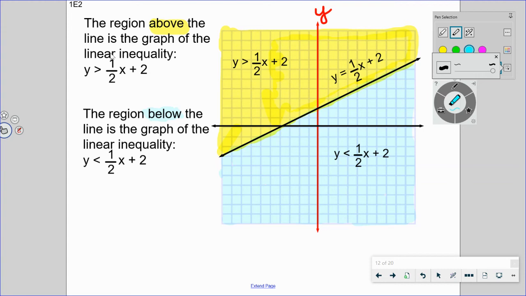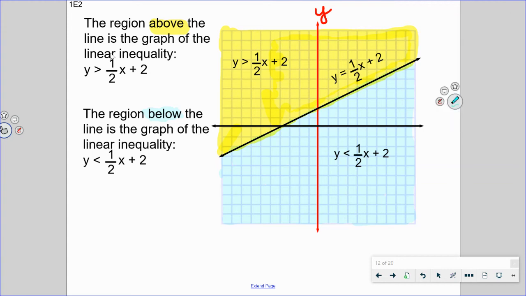Now, you just heard me say above and below, and that's what we need to focus on. The region above the line is the graph of the following inequality, y is greater. Now think about it. Pick any point on this line. So in this case, the y-coordinate is 1. So where are all the y-coordinates that are greater than 1? Up here. Look at this point on the line. Where are all the y-coordinates that are greater than that? Up there. Look at this point on the line. Where are all the y-coordinates that are greater than that mixed number? Above. In other words, when it is greater, you should be shading above.